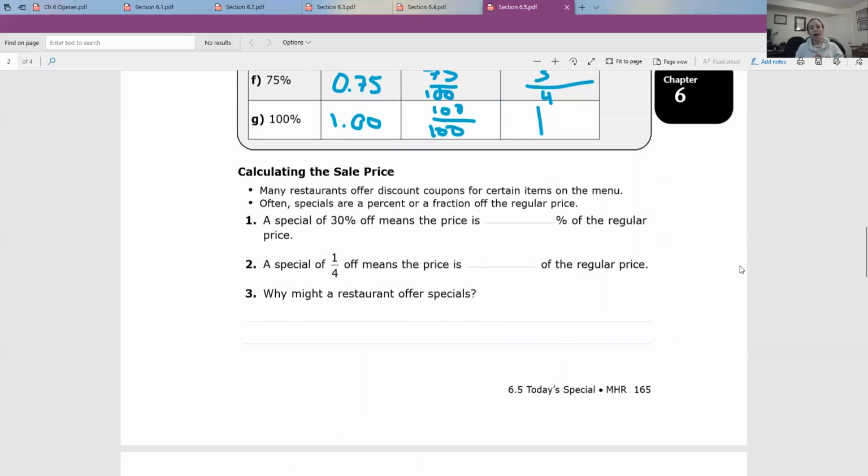Okay, I wanted you to practice because sometimes when we're dealing with sales, they don't tell us a percent, they tell us a fraction. It's half off, it's a quarter off. So we're going to deal with some of the main fractions for some of our questions today.